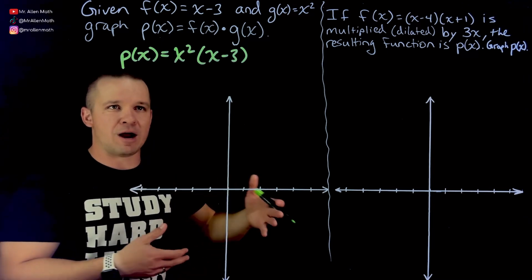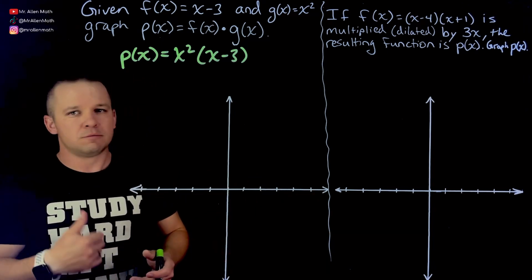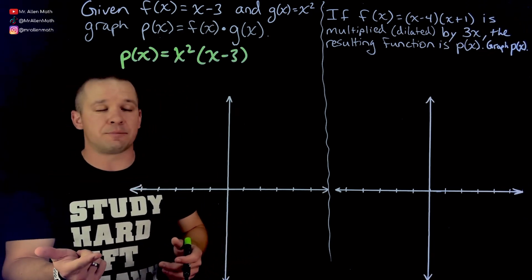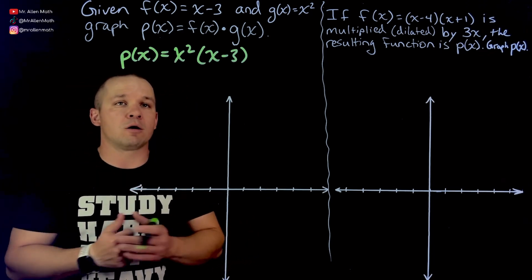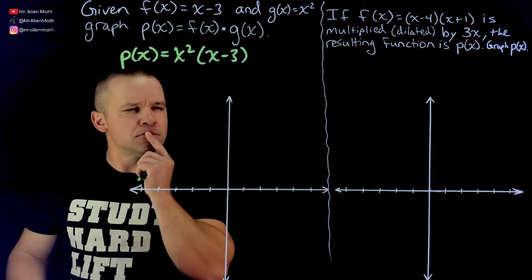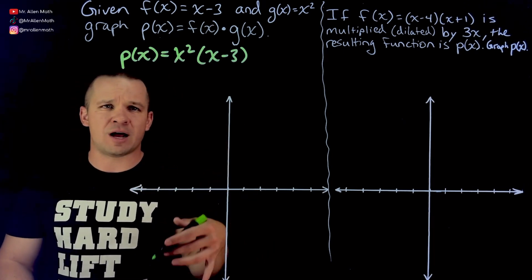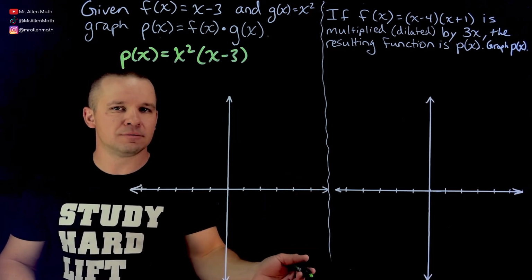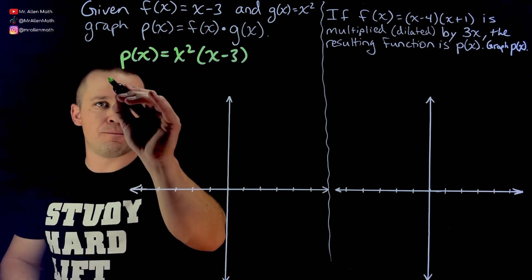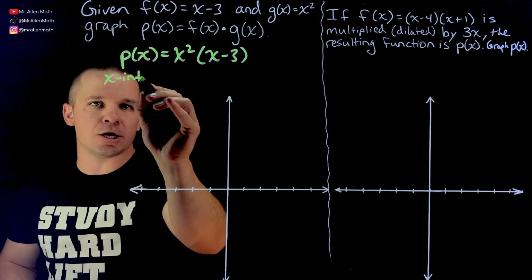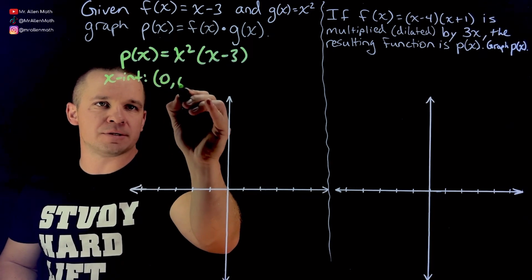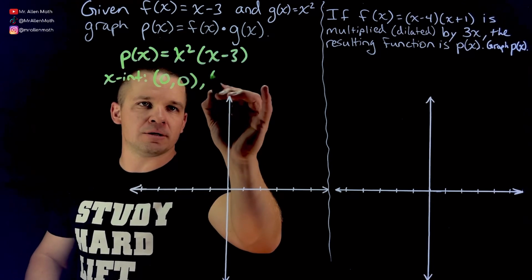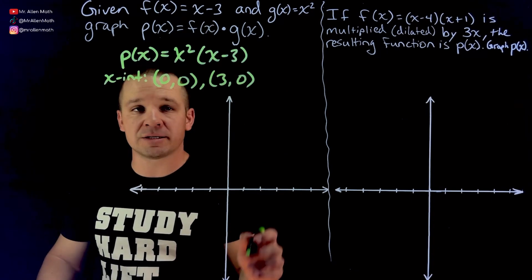Now, how do we graph these polynomials? Well, x-intercepts are key here, right? I've got to have x-intercepts and a y-intercept, and then I can get to work. Well, x squared. What's my x-intercept for x squared? What's going to make x squared equal 0? It's 0. So if I'm putting my x-intercepts together, my little list here, x-intercepts: 0, 0. And then what makes this factor right here 0? Well, 3 minus 3 would be 0, so 3, 0 would be my x-intercept.